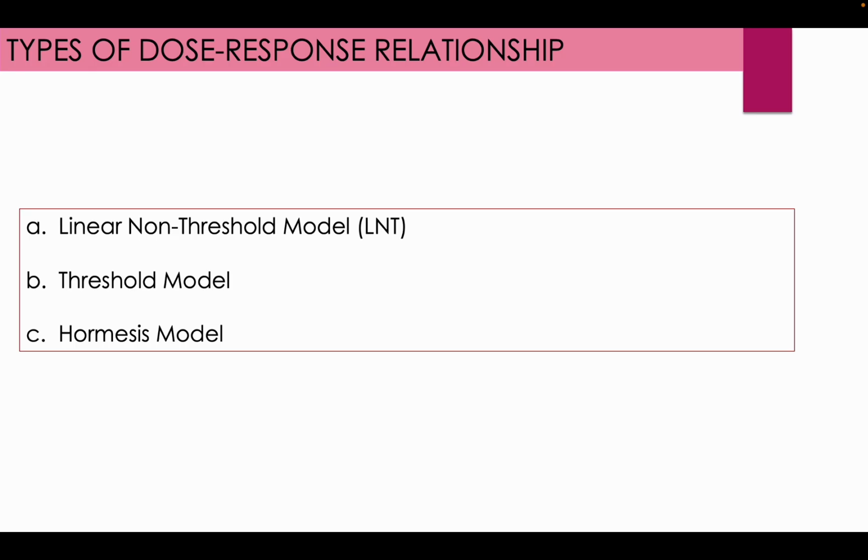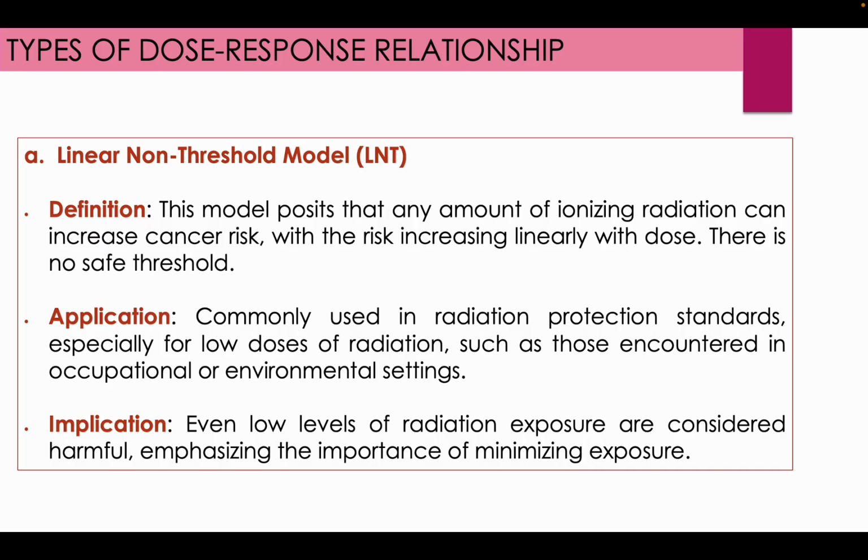Okay, so we have three types of dose-response relationship. The first one, we have the linear non-threshold model. We have the threshold model and the Hormesis model. Now, the linear non-threshold model, or LNT, posits that any amount of ionizing radiation can increase cancer risk. So, there is no safe threshold on this one. Its application is commonly used in radiation protection standards, especially for low doses of radiation, such as those encountered in occupational or in environmental settings. So, as for the implication, even low levels of radiation exposure are considered harmful, of course, emphasizing the importance of minimizing exposure.